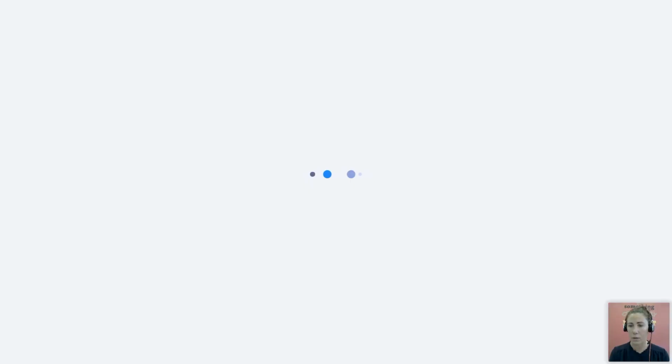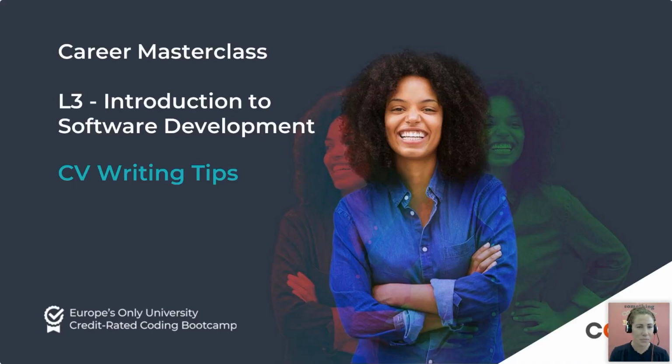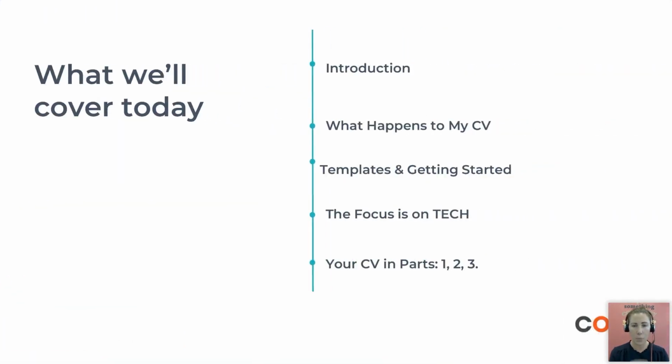I'm going to share some slides, and here we go. Okay, there we are. So level 3, Introduction to Software Development, and we're talking about CV writing tips. So here's what we're going to go through, just to prepare you for the next 40 minutes.